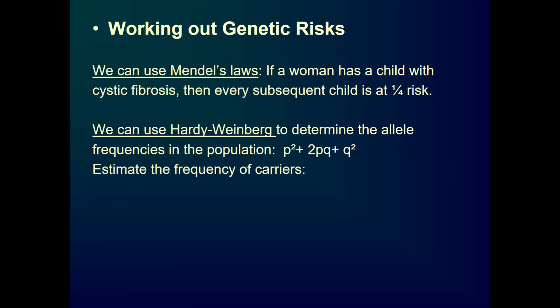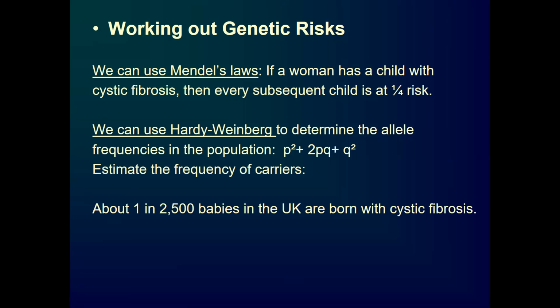The book that I've mentioned, that you have been given, Strachan and Read, Human Molecular Genetics, is a very good textbook. So here I'm giving an example on an autosomal recessive disease, cystic fibrosis. 1 in 2,500 babies in the UK have cystic fibrosis. So we want to calculate the expected frequency of carriers in the population in the UK.